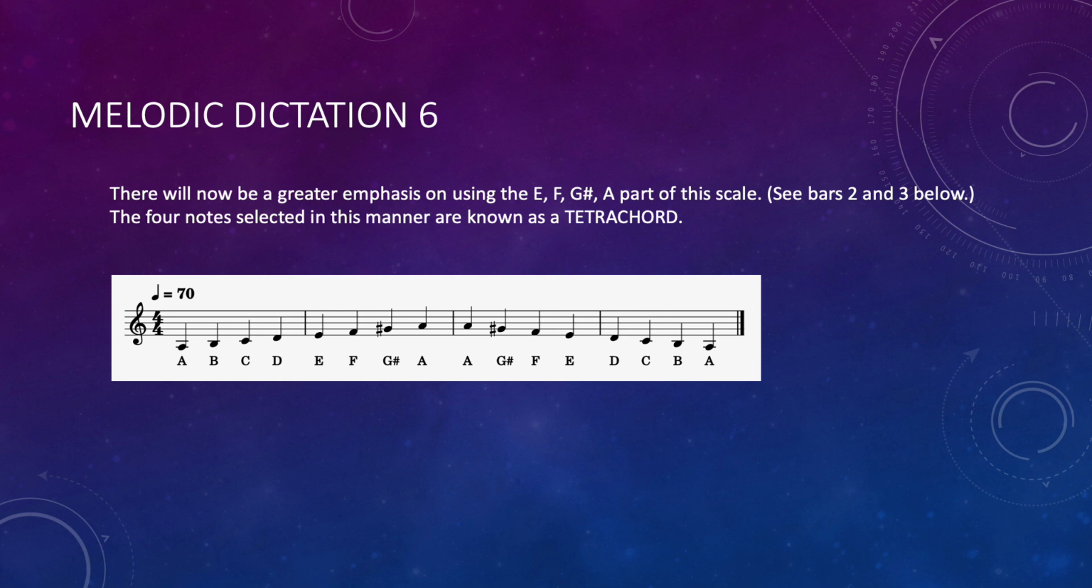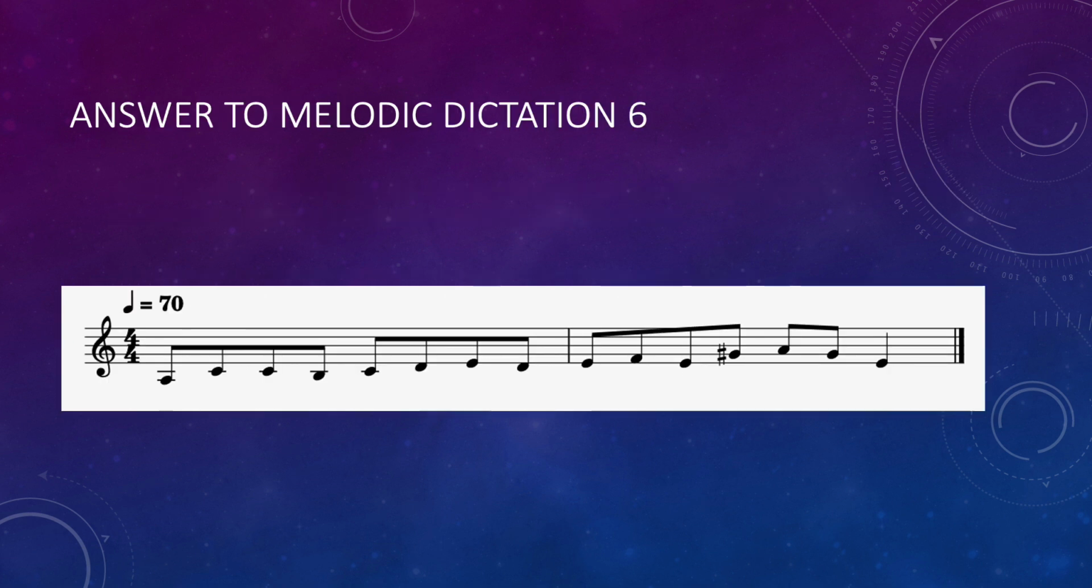Melodic dictation number 6. There will now be a greater emphasis on using the E, F, G sharp, A part of this scale. See bars 2 and 3 below. The 4 notes selected in this manner are known as a tetrachord. Answer to melodic dictation number 6.